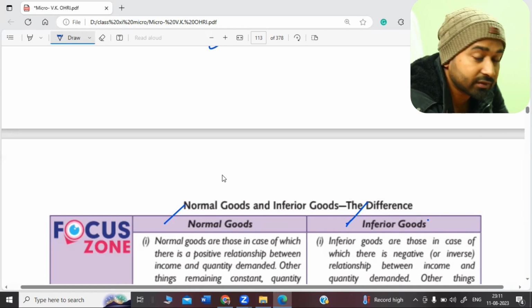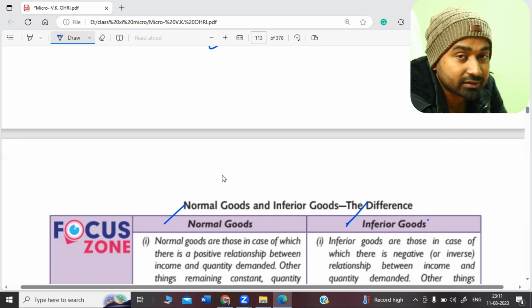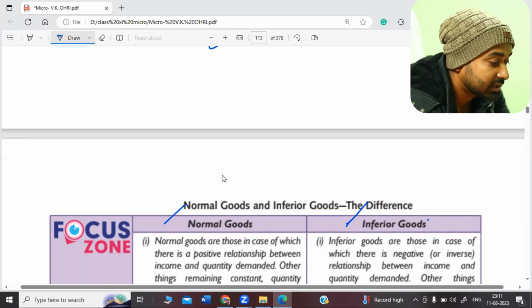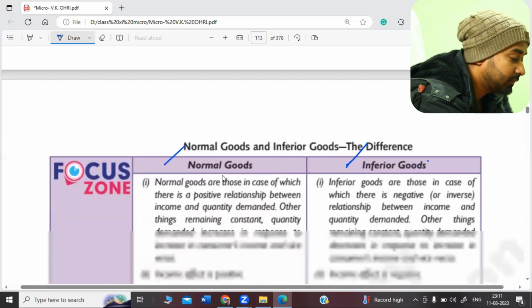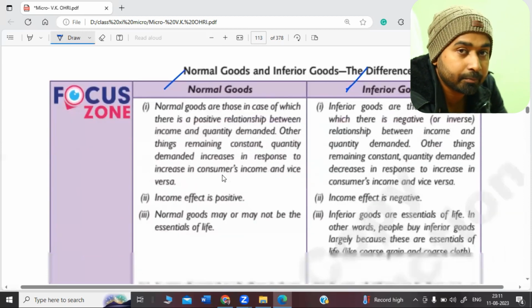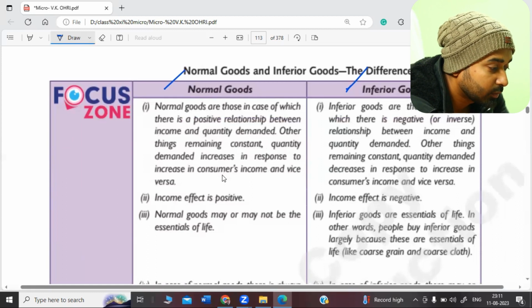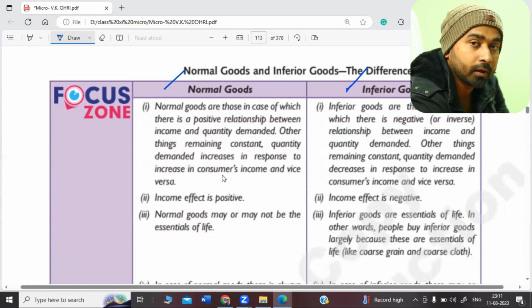Now Giffen goods, which type of goods I told? Some examples given in your book are bajra and coarse grain. So these all come under inferior goods. Okay, so now think about this: if your income is less, definitely you are purchasing more inferior goods. That means if you are poor, you are purchasing inferior goods.